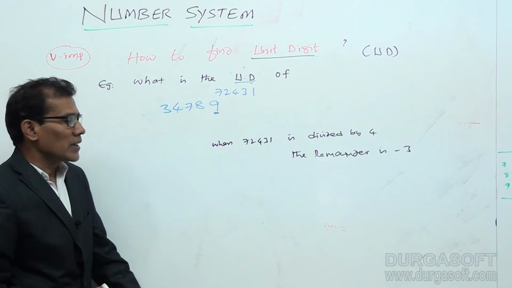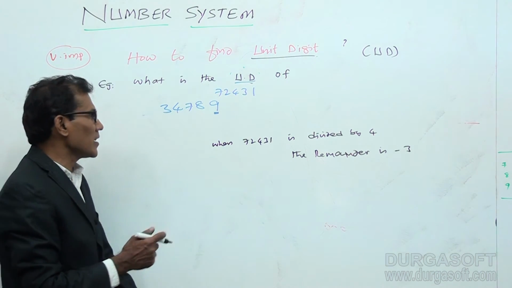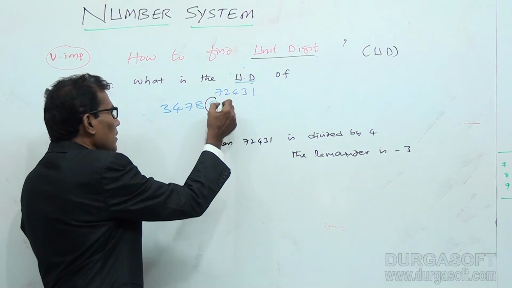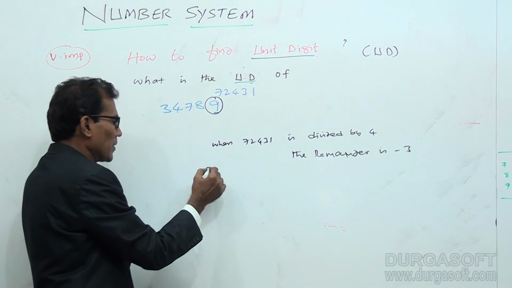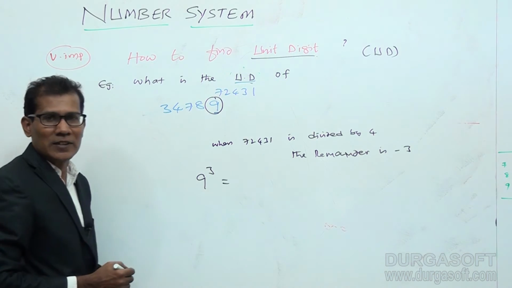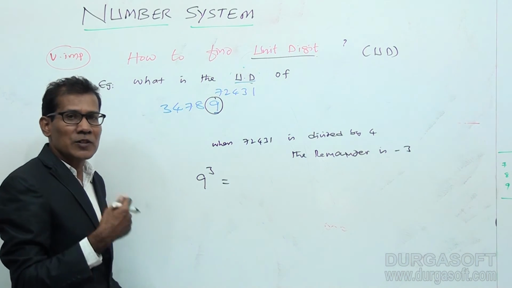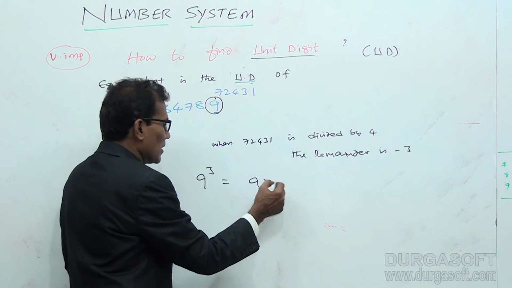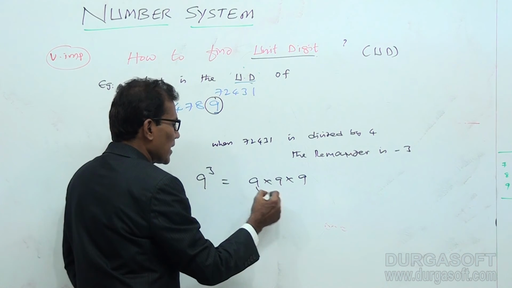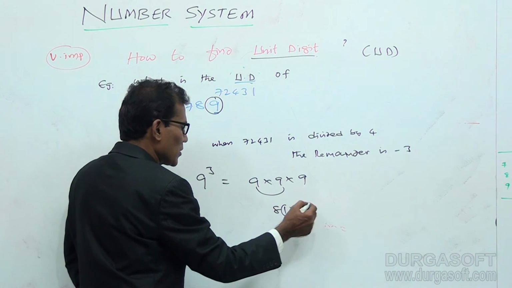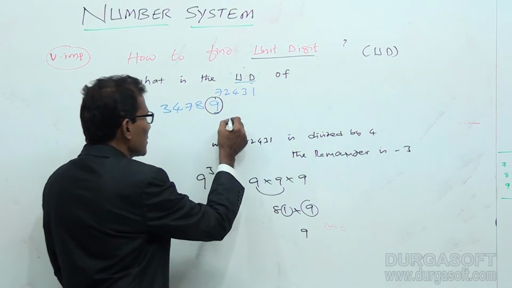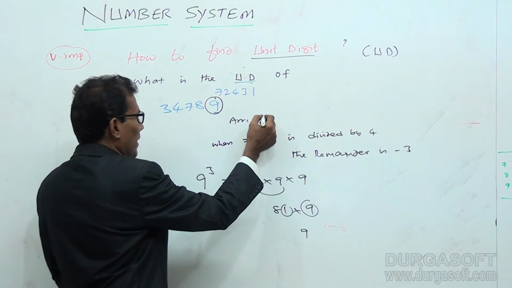The remainder is 3. Then what do we need to do when the remainder is 3? Take the unit digit of the base and write down whatever the remainder is as the power. So it is going to be 9 power 3. What is 9 power 3? Visualize, it is 9 into 9 into 9. 9 into 9 is 81, into again this 9. Just multiply the unit digit, 1 into 9 is 9. So your answer is going to be 9.